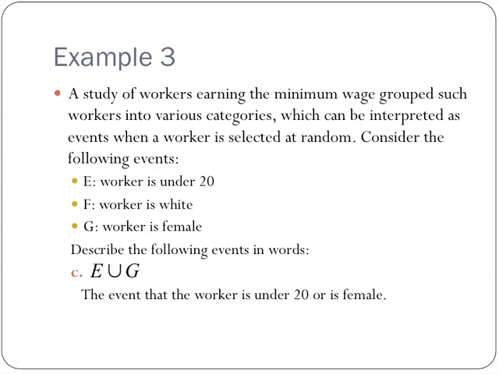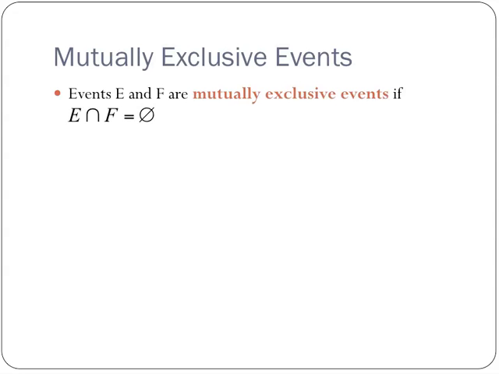All right, mutually exclusive events are related to sets in that when we're talking about mutually exclusive events, it means that the intersection of E and F is equal to the empty set. You can also think of this as E and F being disjoint sets. That's a term that we've seen already when we've talked about set theory.